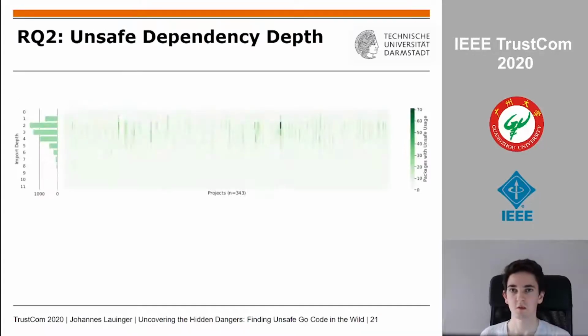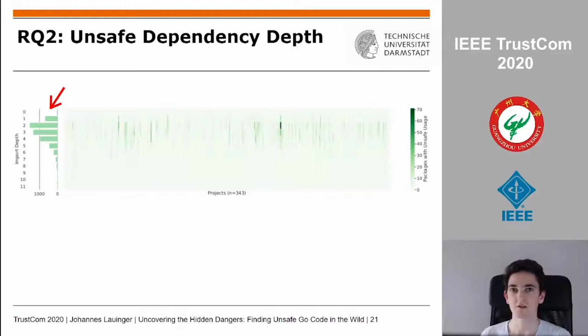To answer the question about the depth of unsafe in the dependency tree, this heat map shows the number of packages containing at least one unsafe usage on each level of depth in the dependency tree for all projects. Projects are shown on the x-axis while the level of depth is shown on the y-axis. And then the greener a spot is, the more packages are at that depth.